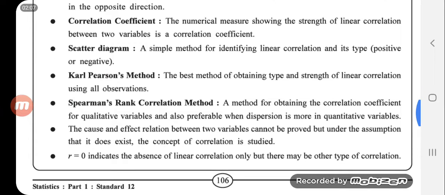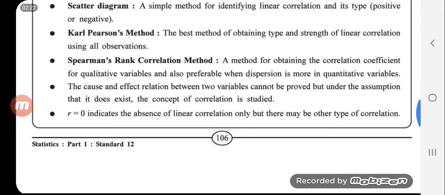Now the Karl Pearson method: it is the best method for obtaining the type and the strength. We can also say the nature of the correlation and to what extent it exists, that is, high degree or low degree, we can mention using this method.